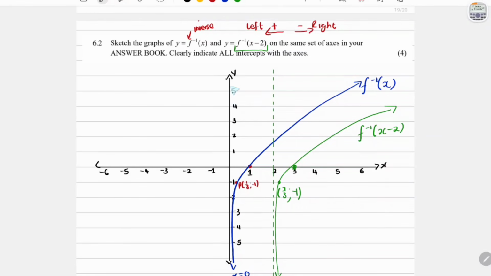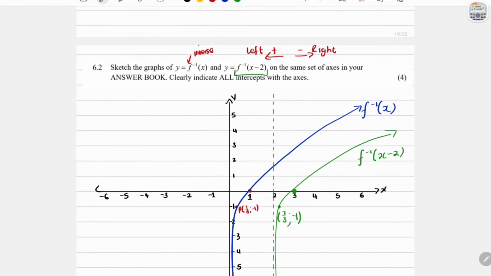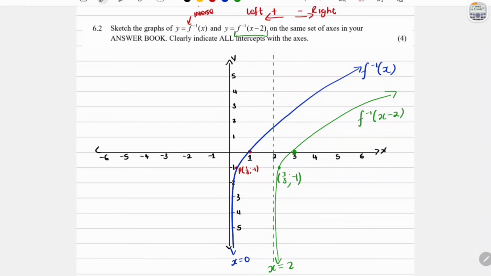It's very important to remember that this has an asymptote. Despite the fact that we may not see it, it is there. Okay, so that's what that looks like. Okay, moving on to the last question in question 6.